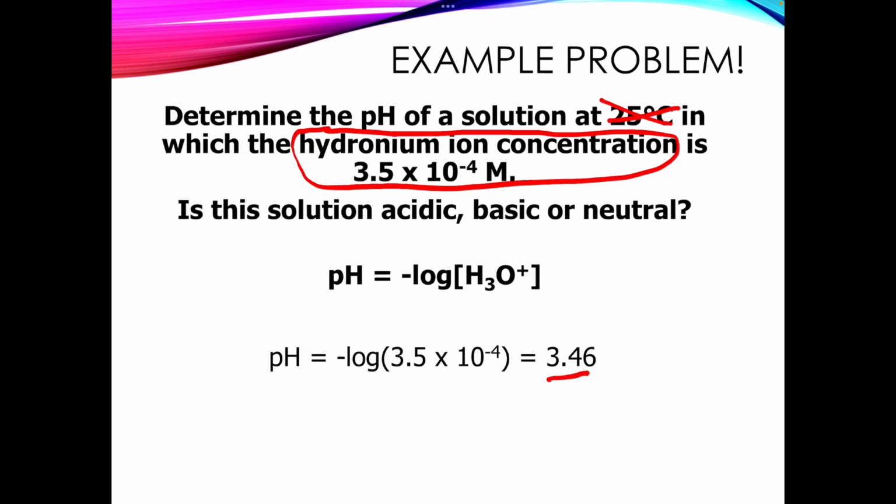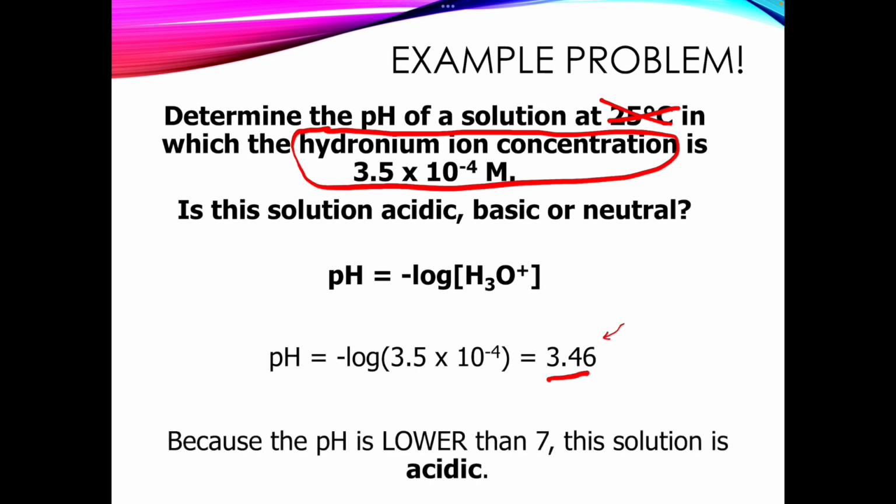For this class, I don't want you to worry about significant figures as they apply to pH. There are rules that go with this if you'd like to look them up, but for this class, I will not be grading significant figures as it relates to pH. I would just give me 2 decimal points, kind of always. So here, if we take the negative log, we get 3.46. So since this pH is less than 7, this is acidic.